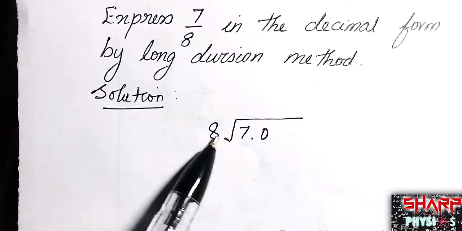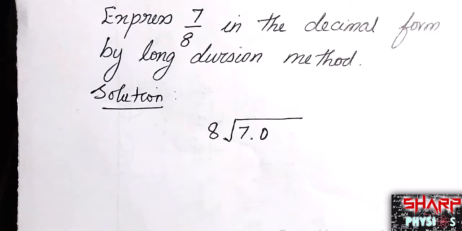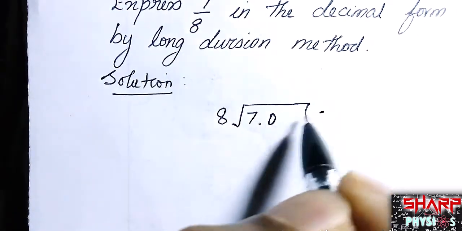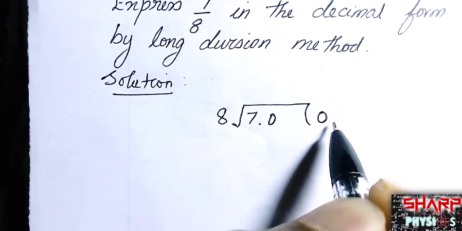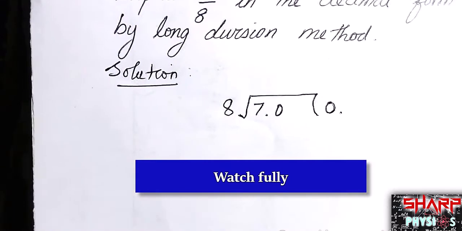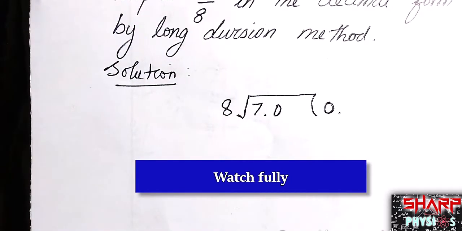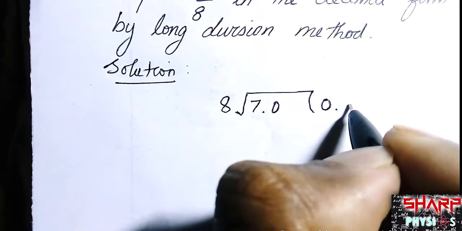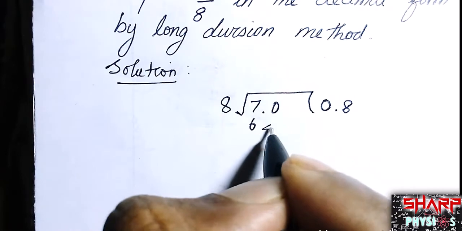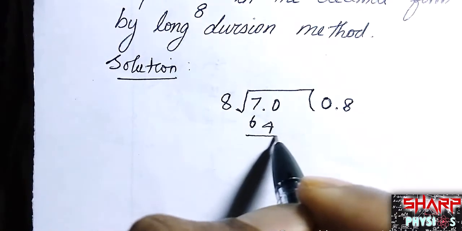So you find out how many times 8 goes into 70. Since you kept a decimal here, you have to keep a decimal here also. 8 5s are 40, 8 6s are 48, 8 7s are 56. Almost it is near. 8 8s are 64. So 8 8s are 64. Just write that right below, then close it.